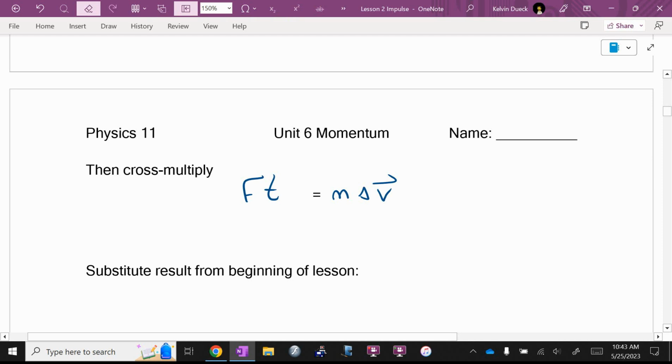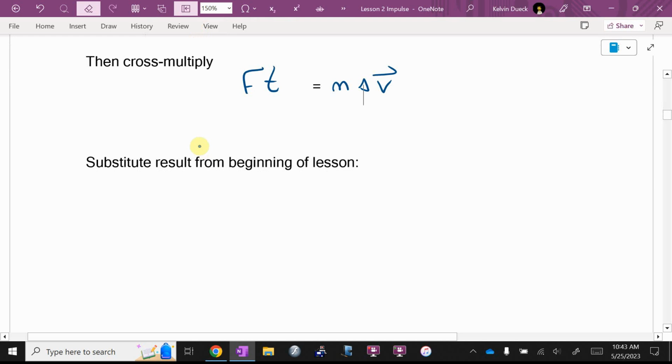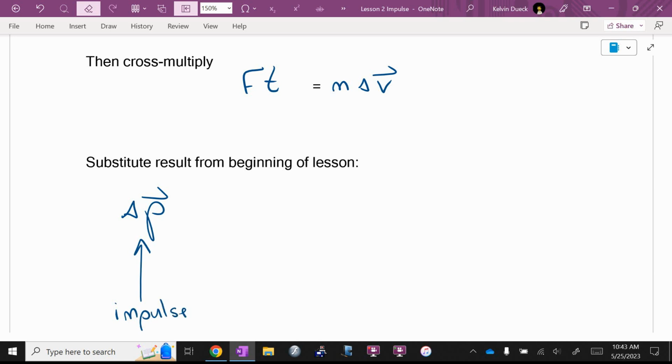And if we substitute the result from the very beginning, where we also said that m delta V was equal to change in momentum, this is the impulse equation. Change in momentum, also called impulse, can be found in two ways: force times time, or mass times change in velocity. It's kind of three equations in one.